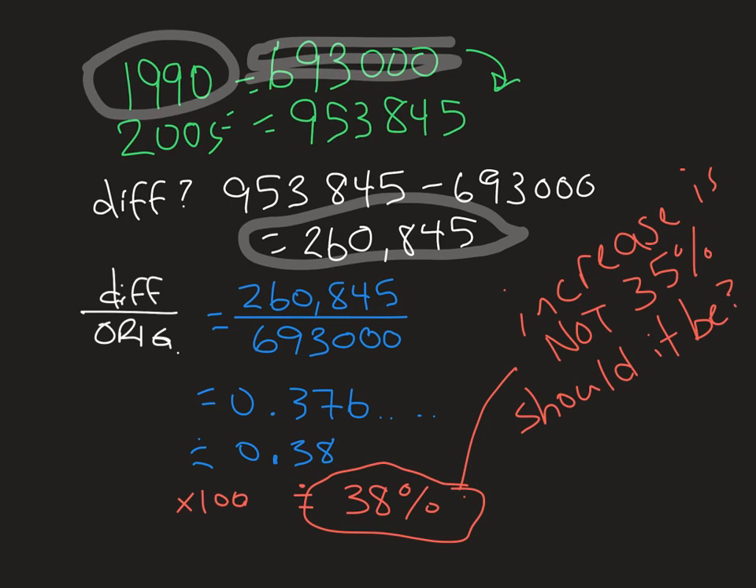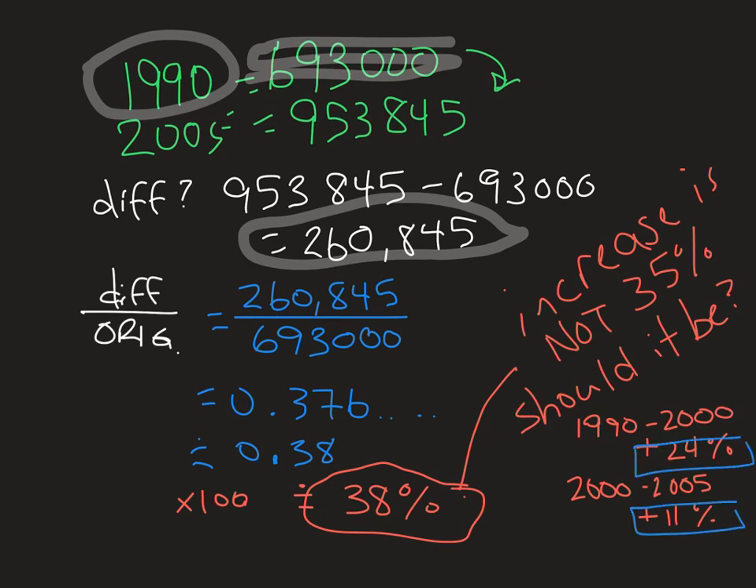The reason why it's asking that question is that from 1990 to 2000, I think it said, it increased. So 1990 to 2000, there was an increase of 24%. And then from 2000 to 2005, there was an increase of 11%. And if you take 24 and you add it to 11, you get 35. We got 38%. And the reason why it's not going to be 35% is why.